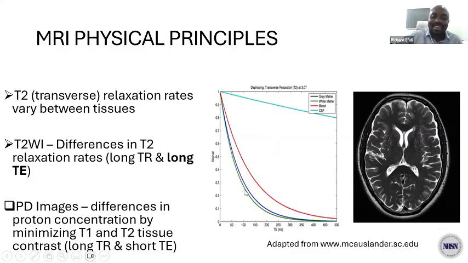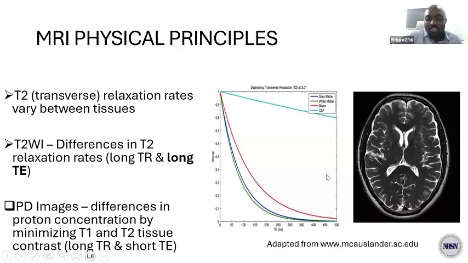And of course, white matter, which is also the fastest in regaining longitudinal magnetization, is also the fastest in losing transverse magnetization. So if we capture the image at this point, we can see that the white matter has the lowest signal. And that's why the white matter is dark on T2 weighted image.